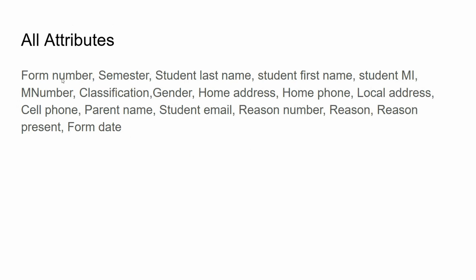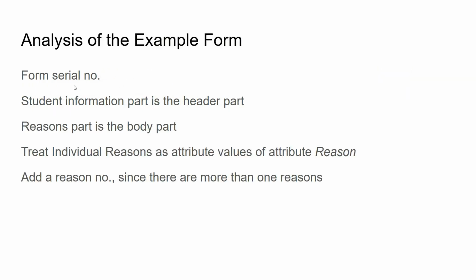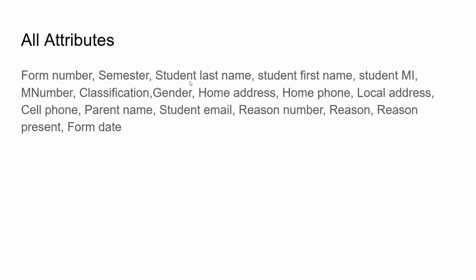So this is a list of all the attributes. Okay, form number, semester, and form number is like a serial number, form serial number. Semester, student last name, student first name, student middle initial, M number, classification, and then we have parent name, student email, reason number, reason present. So reason value, I'm calling it reason present. So this value, reason present, could be true or false.